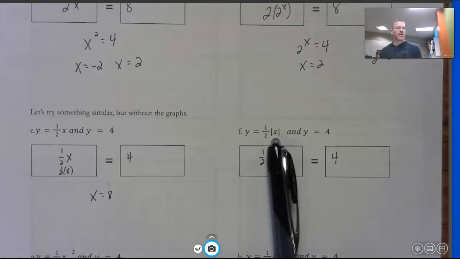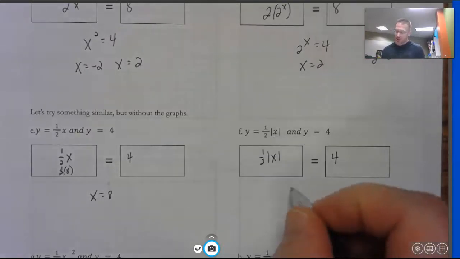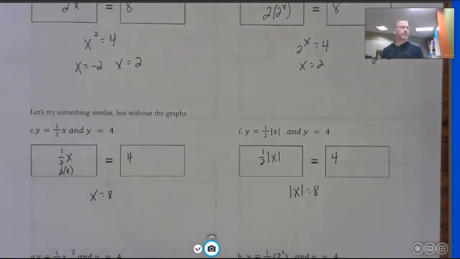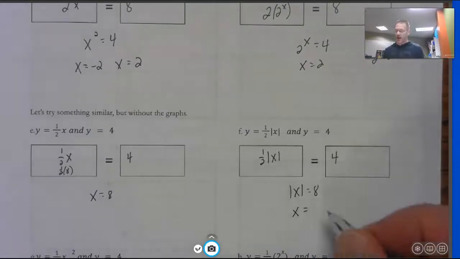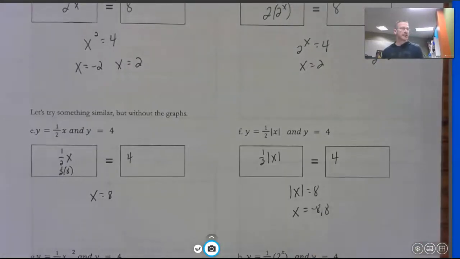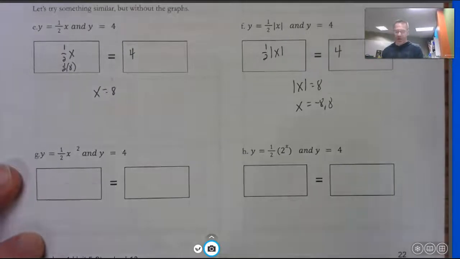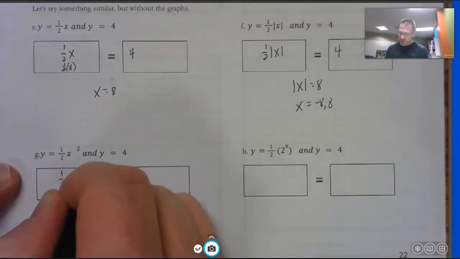So whatever's behind my pen has to still be 8. In this case, though, it's the absolute value of x is 8. All right. And then we know that there are going to be two numbers that have an absolute value of 8, right? -8 and +8. All right, so let's just keep moving along, right? So set these equal to each other.